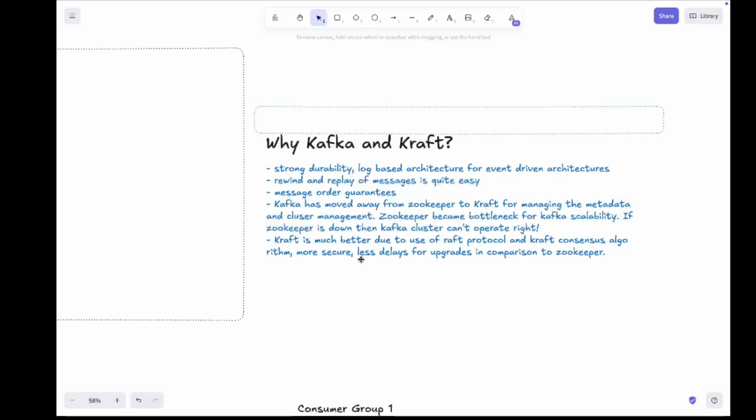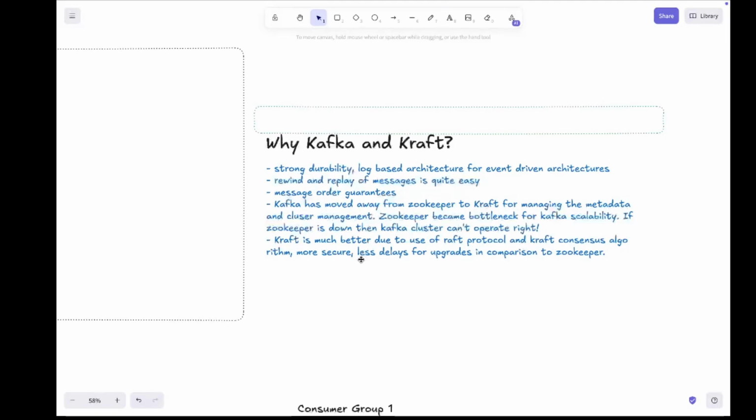So that makes Kafka a very resilient and scalable system, which is highly important in event driven architectures, where you are sending logs from different microservices, and you can do real time analytics on that as well. In large organizations where millions of events are triggered every second or every hour, Kafka is a great choice. It also provides rewind and replay of messages, and it gives you message order guarantees. With partitions and offsets, offsets are sequential, so it guarantees that the messages are delivered in order.